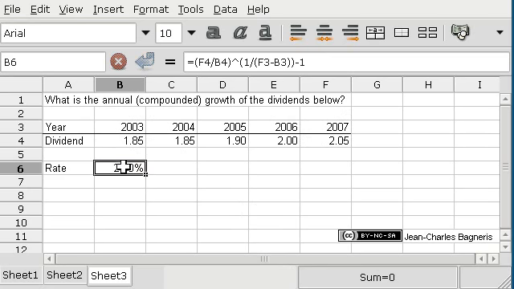And here the dividend growth over the 4 years here is 2.60% per year. Of course, deciding whether this value is a good estimation for the future dividend growth rate is another question.